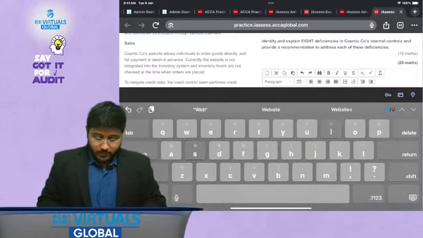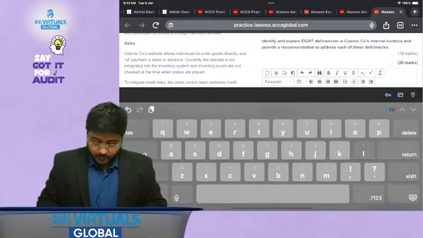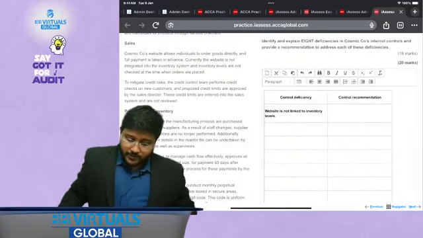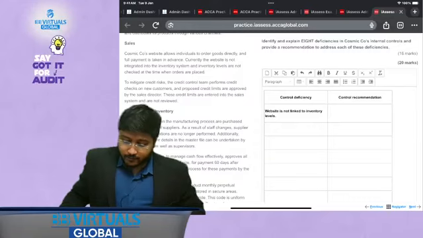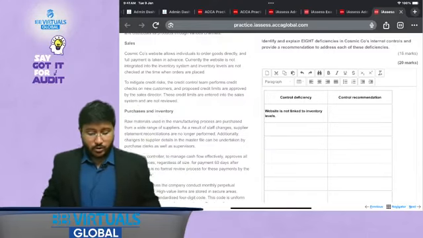So one control deficiency which I am writing in short is: website is not linked to inventory levels. Okay, now to mitigate credit risk, the credit control team performs credit checks on new customers, and proposed credit limits are approved by the sales director. These credit limits are entered into the sales system and are not reviewed.